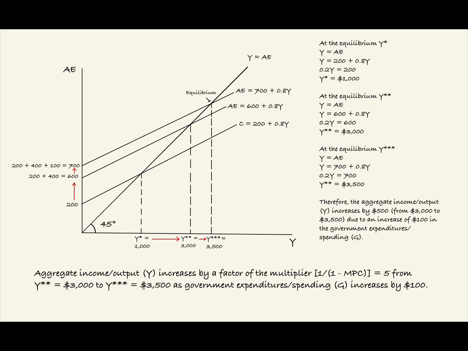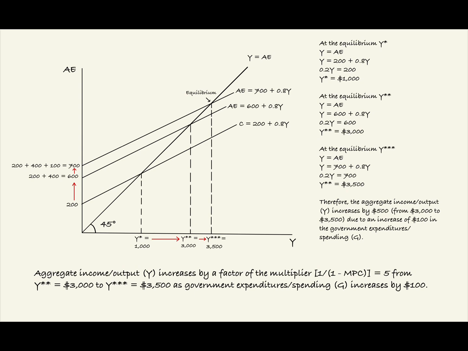Remember, at equilibrium, Y has to equal AE, or aggregate income or output has to equal aggregate expenditures. So, at the equilibrium Y star, we have Y equals AE. Y therefore equals 200 plus 0.8y, because 200 plus 0.8y is our aggregate consumption function. We subtract 0.8y from both sides of the equation. We have 0.2y equals 200. Therefore, Y star, or our equilibrium aggregate income or output, equals $1,000.